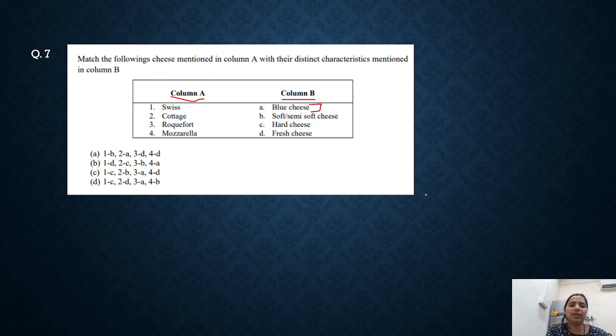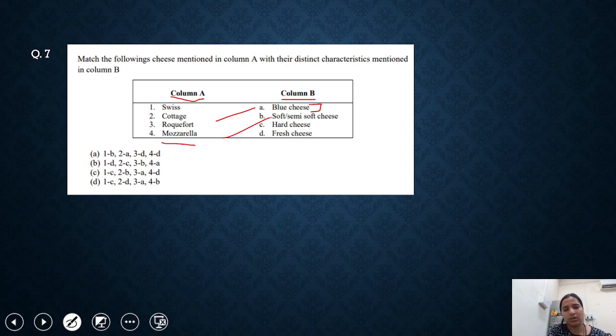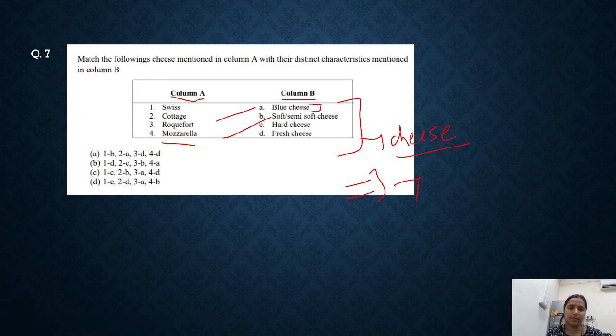Okay, this blue cheese is mainly Roquefort. This Swiss is mainly used as a hard cheese, and this cottage is fresh cheese, and this mozzarella is semi-soft cheese. All these types you have studied in cheese fermentation, and different types of cheese you have also seen in the different outlets like pizza and others. They use these different types of cheese. So this Swiss is mainly the hard cheese. So for this first is C.